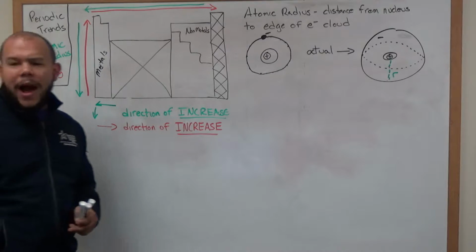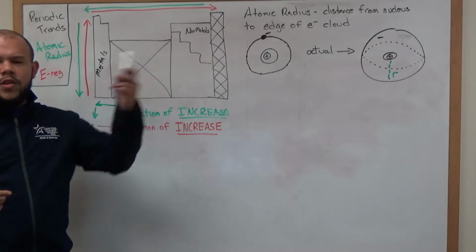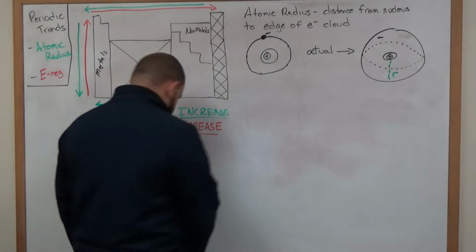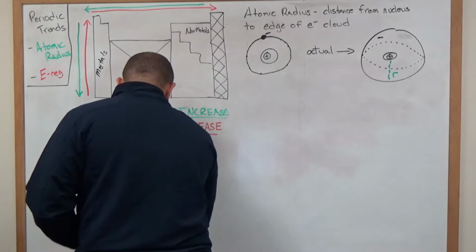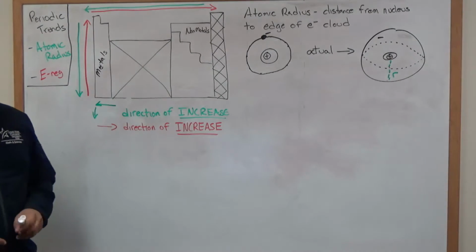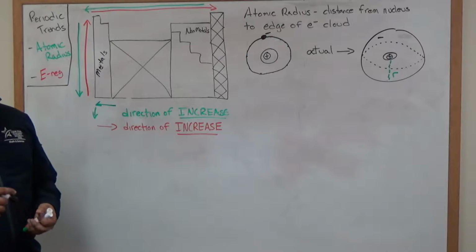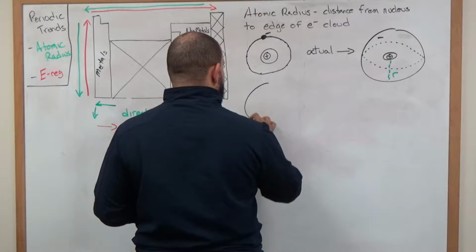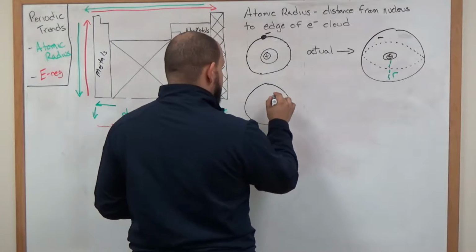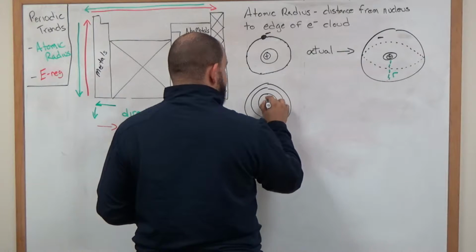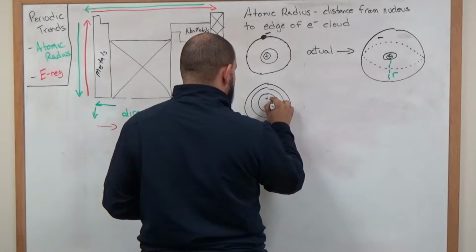Now let's talk about the why. Why is it that it increases in that direction? Well, what we should also recognize is that if we compare hydrogen, let's say, to sodium, if you will, what we know about sodium is that sodium has 11 protons in it.